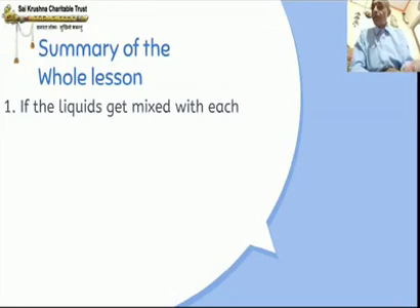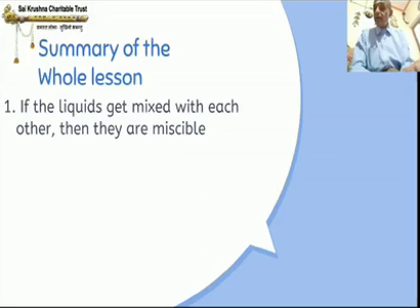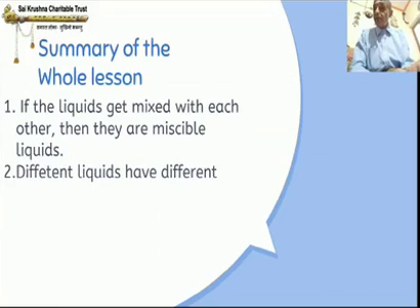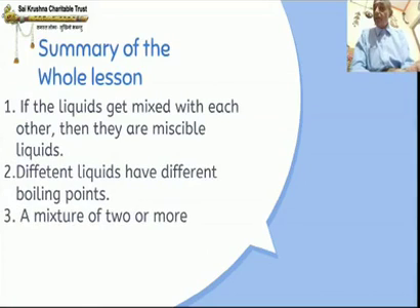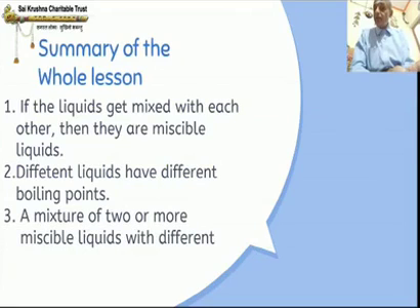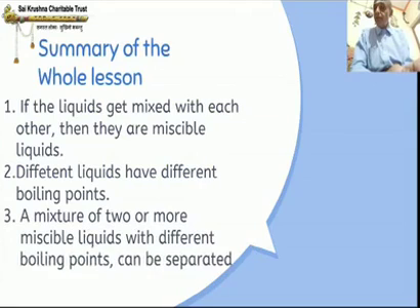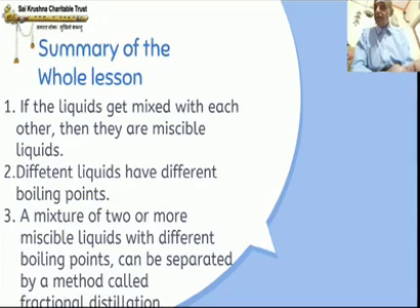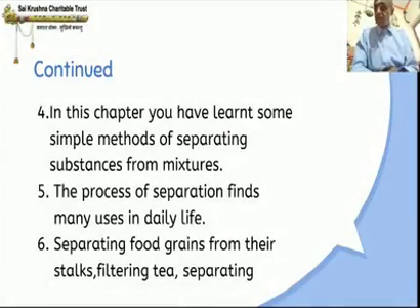Okay, now this is the summary of the whole lesson. Point number 1, if the liquids get mixed with each other, then they are miscible liquids. Point number 2, different liquids have different boiling points. A mixture of two or more miscible liquids with different boiling points can be separated by a method called fractional distillation.